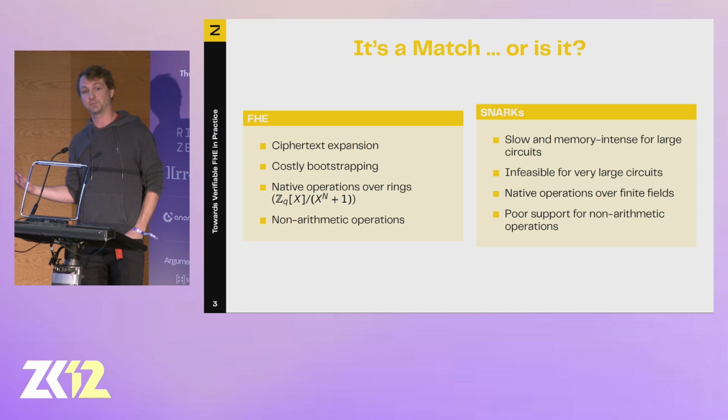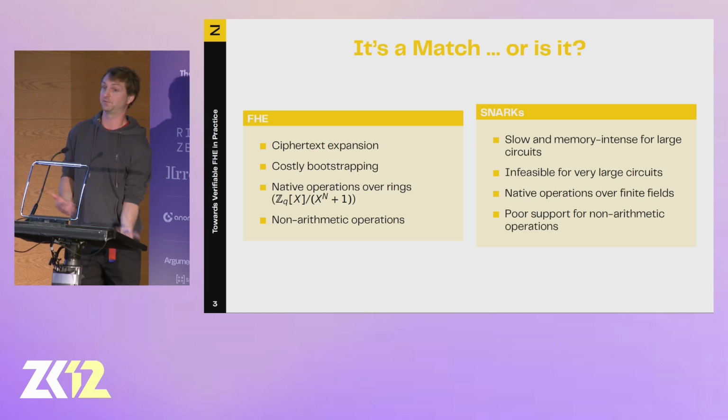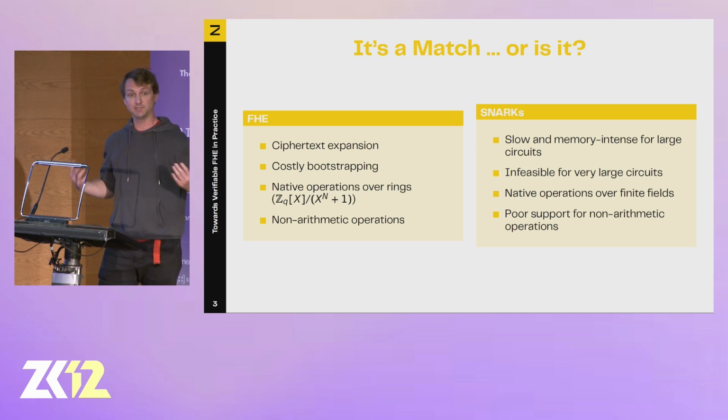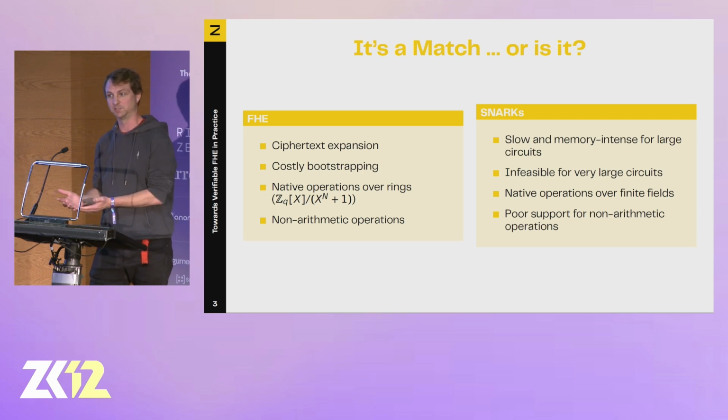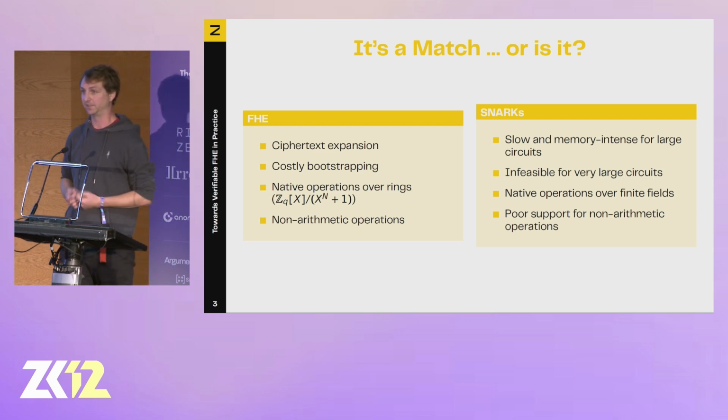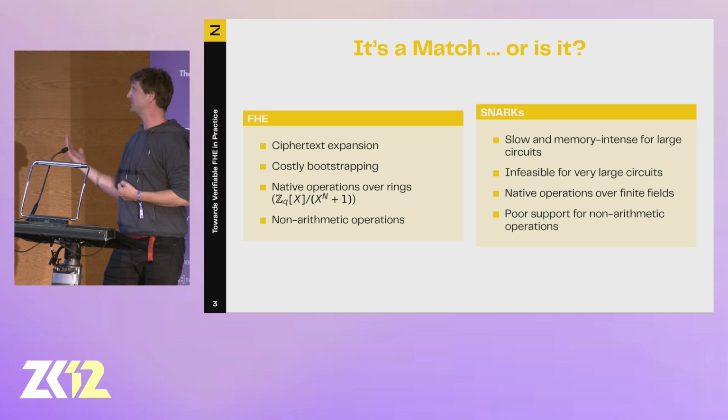In FHE, you have something called ciphertext expansion, which means if you encrypt your data, your ciphertexts are going to be larger than the data that you encrypted. That also means that the ciphertext circuit is going to be larger than the plaintext circuit you were originally trying to compute. So the circuit gets significantly larger by encryption, because you're running it in FHE. With SNARKs, we know that they're pretty sensitive to the size of the circuit. The larger your circuit, the slower the prover, and also the more memory-intensive the prover.